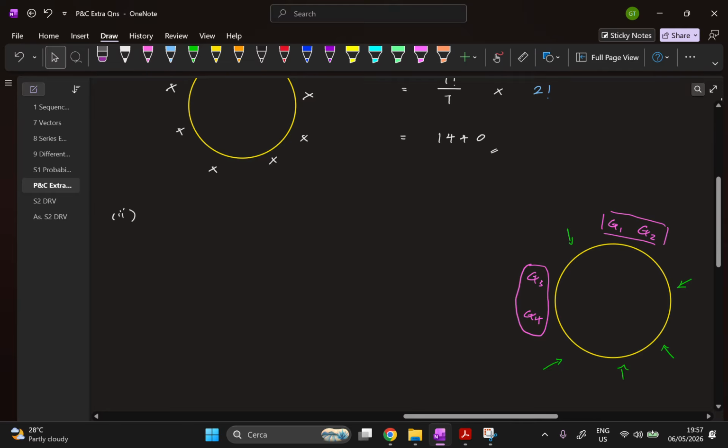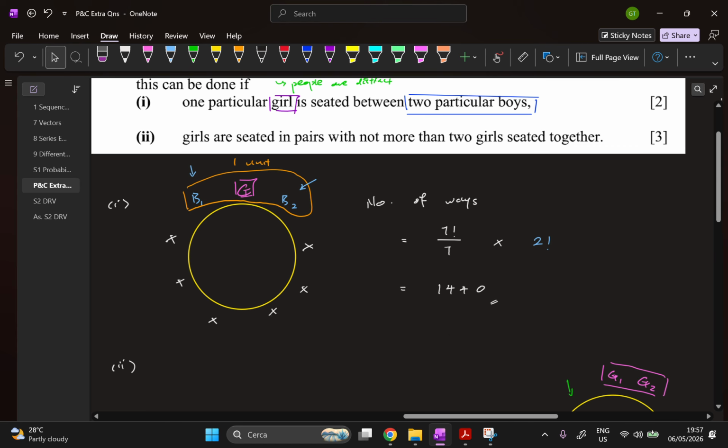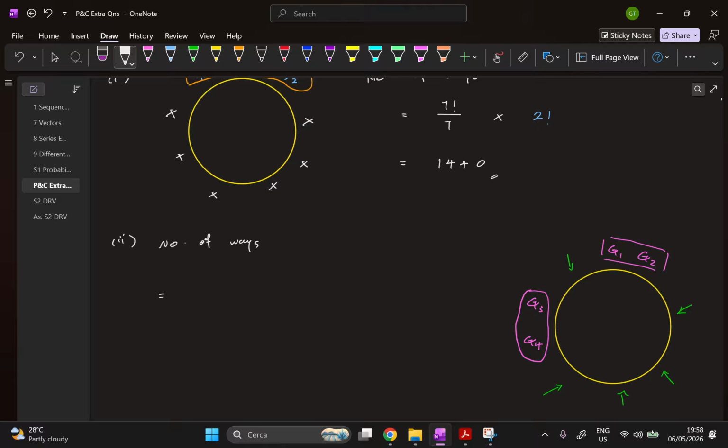But in this case, it's not a slotting problem where we number of slots choose something, because we're not trying to separate the boys. We're trying to separate the pairs of girls. So how do we account for that? Firstly, you need to notice what is the assumption that we have made in the diagram when drawing the diagram. We have group G1 and G2 together, right? But do we have to group G1 and G2 together? No.